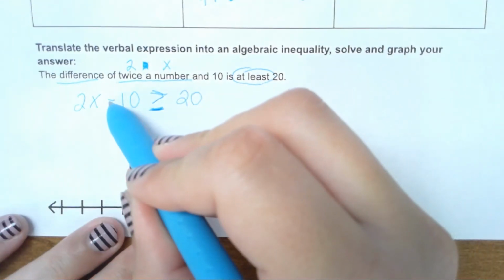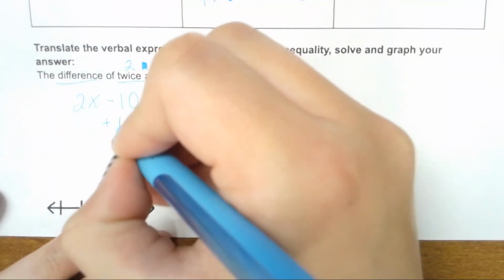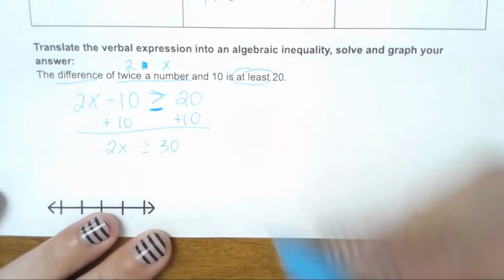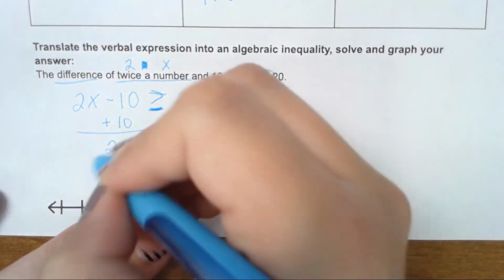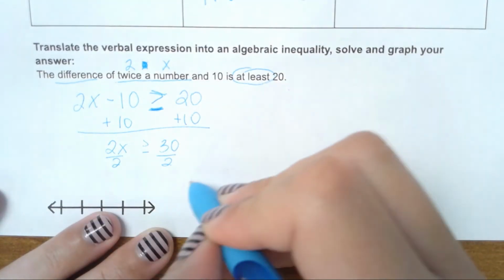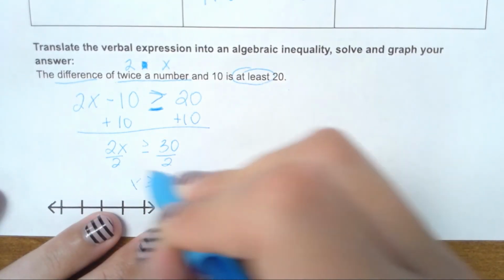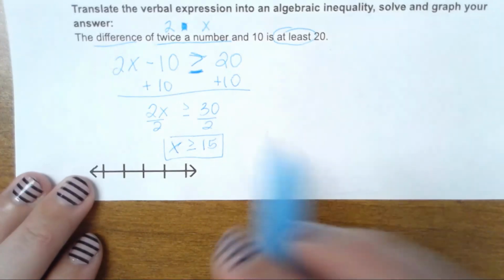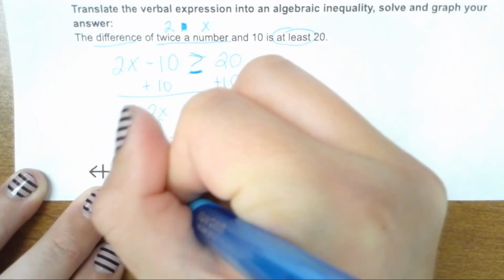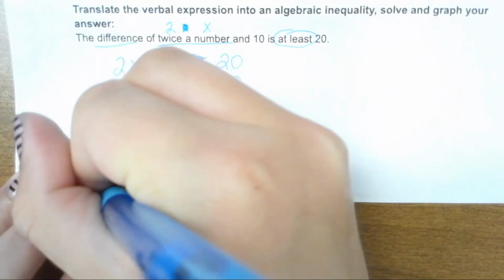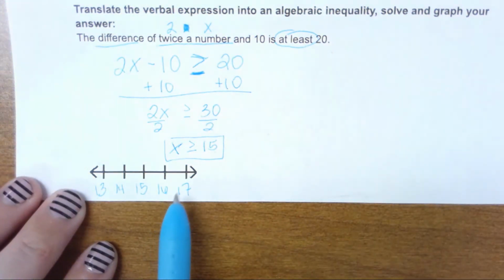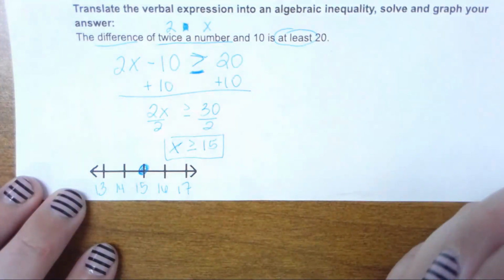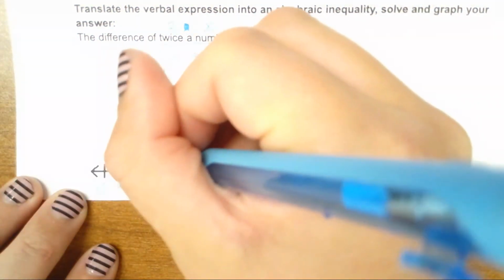So first thing I need to do is move this minus 10. So the opposite of subtracting 10 is adding 10. I'm left with 2x is greater than or equal to 30. And then my last step would be to divide by that 2 on both sides. And I get x is greater than or equal to 15. So whatever your answer is, that's your middle number, and you just need to fill in the rest of the numbers. And then it will be a closed circle because of the equal to line. And then if I want all numbers greater than or equal to 15, my arrow should be pointing to the right.